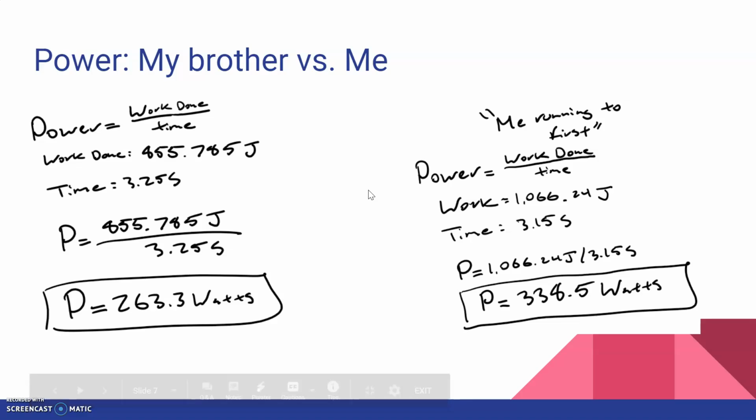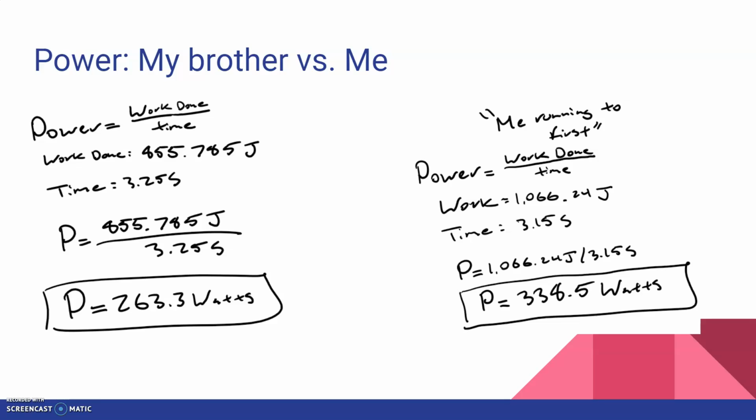All right, finally, power. Power is essentially the rate at which work is done, and the equation for power is work done over time. In this, we're going to compare the power by my brother versus me, and see which one's greater. As you can see on the left, his work done when he's running to first base is 855.785 joules, and the time it takes him is 3.25 seconds. Divide 855.785 joules by 3.25 seconds, and you get a power of 263.3 watts.